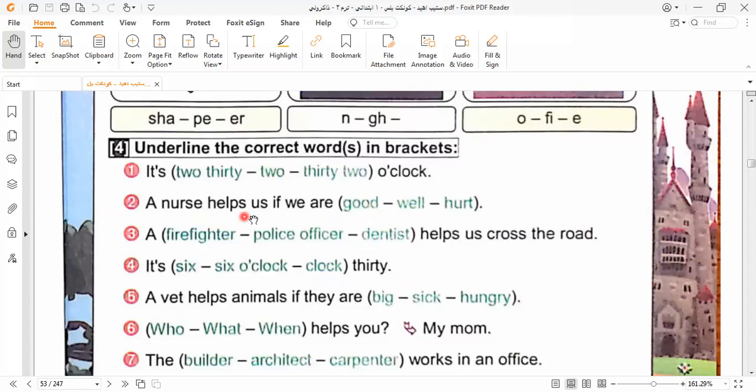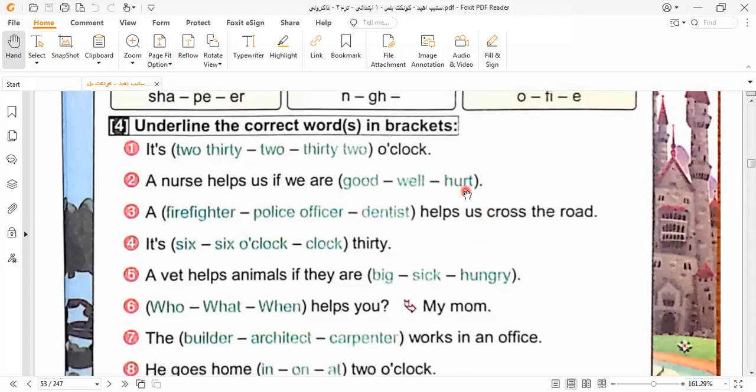A nurse. A nurse helps us. Where does a nurse work? In a hospital. So she helps us when we are hurt, not when we are well. If we have a hurt in our leg or our hand, the nurse helps us to treat it. Okay, so I select it.